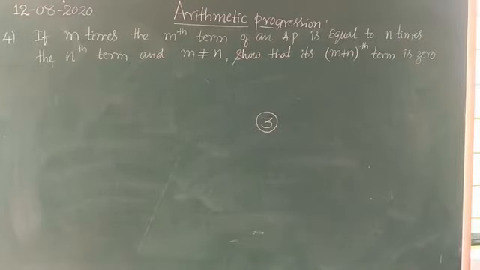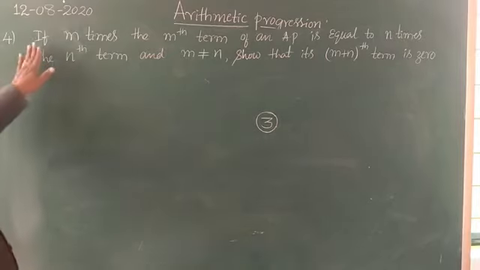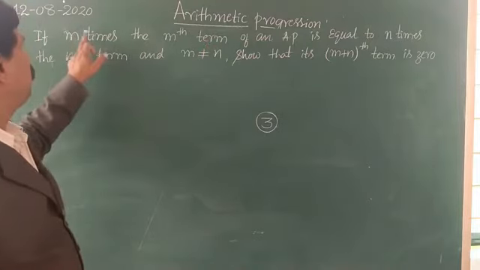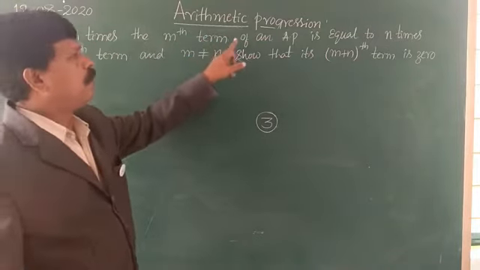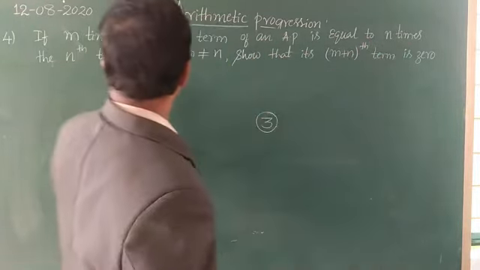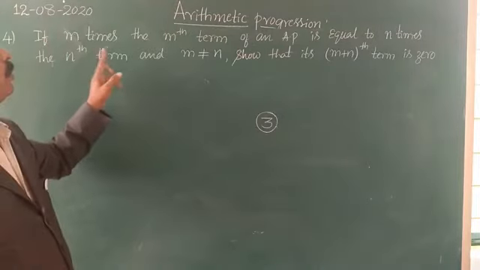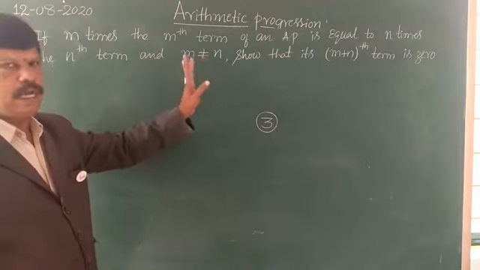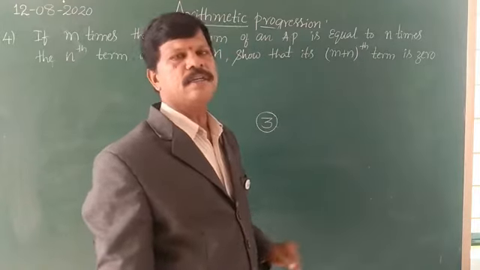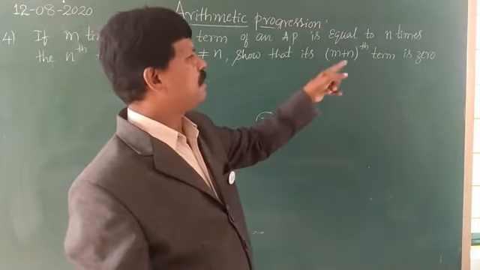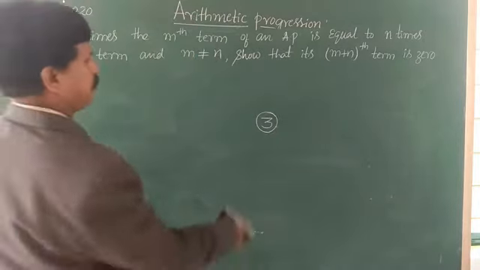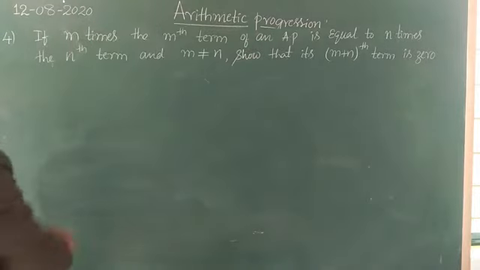The fourth one, a somewhat different problem. If m times the mth term of an AP is equal to n times the nth term, and m is not equal to n, show that its m plus nth term is 0. Now, how to solve this? Okay, how to solve this problem?